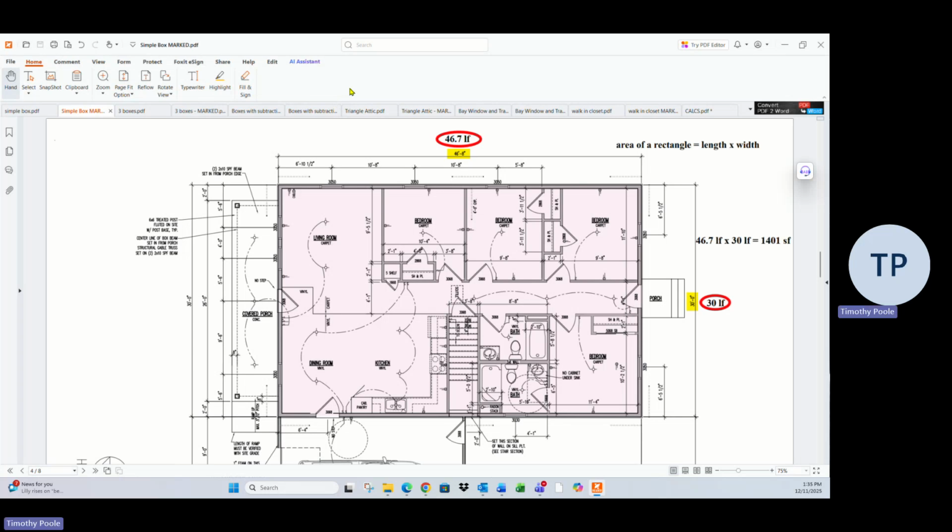To calculate the area of this floor, we multiply the length by the width, giving us area. The area of any rectangle is calculated by multiplying the length by the width. In this case, the home is 46.7 linear feet in length and 30 linear feet in width. Multiplied, this gives us 1,401 square feet.